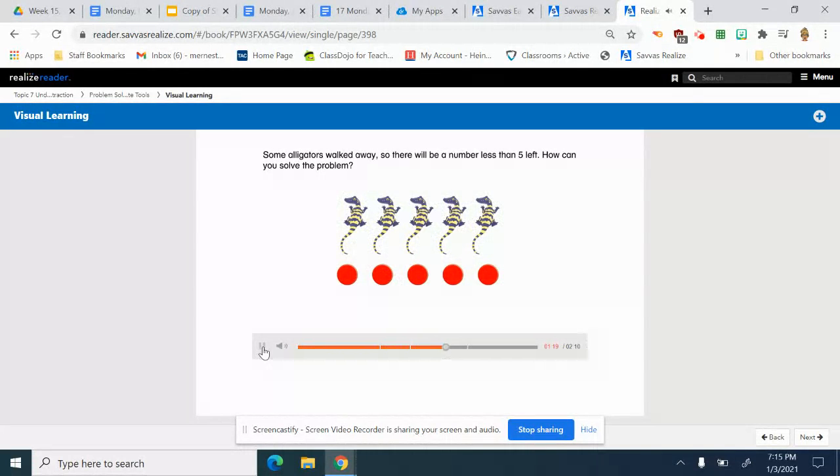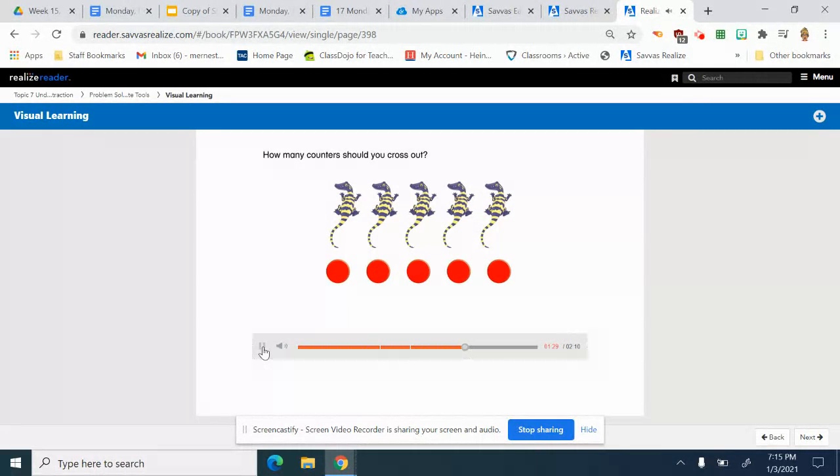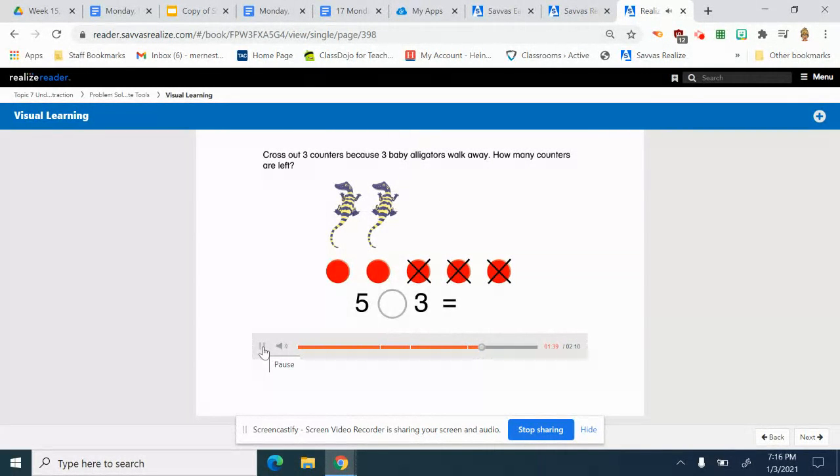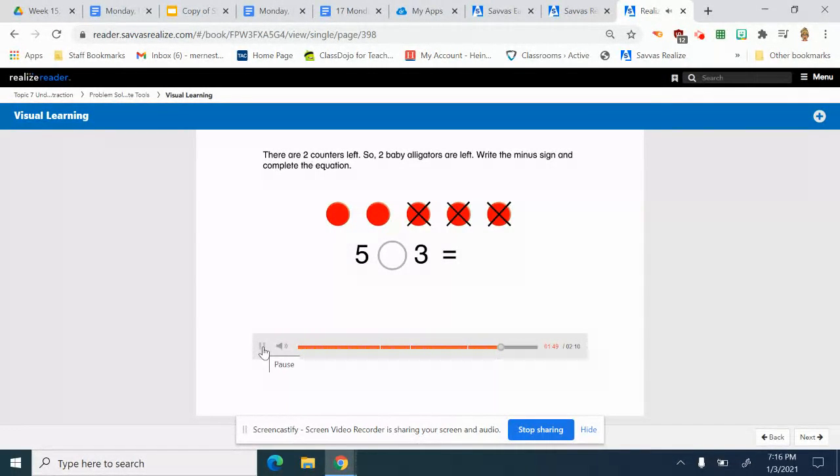How can you solve the problem? Use the counters to act out the story. Then write an equation that matches it. How many counters should you cross out? Cross out 3 counters because 3 baby alligators walk away. How many counters are left? There are 2 counters left, so 2 baby alligators are left. Write the minus sign and complete the equation. 5 minus 3 equals 2.